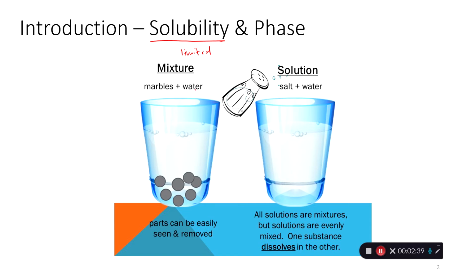So a mixture is where the parts can easily be seen and removed. They are not dissolved in one another, whereas in a solution, they are still called a mixture. Solutions are still mixtures, but solutions are dissolved in each other. The substances are mixed, they are dissolved in the other substance. Right, so that's the difference between mixture and solution.